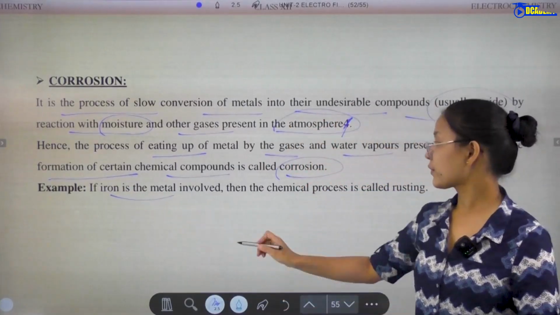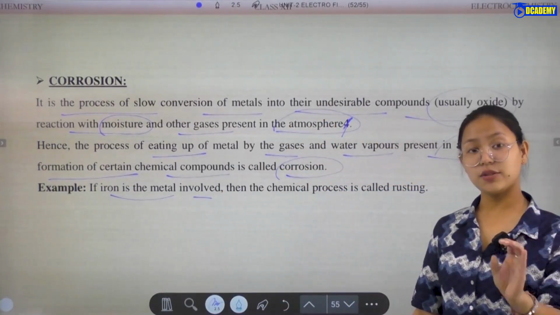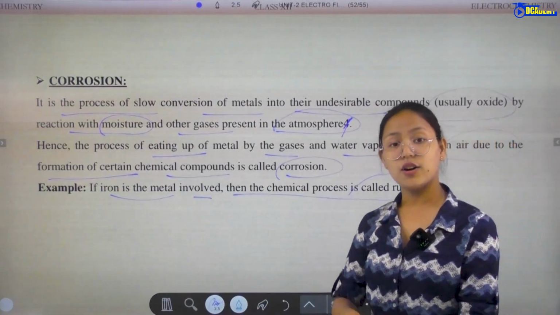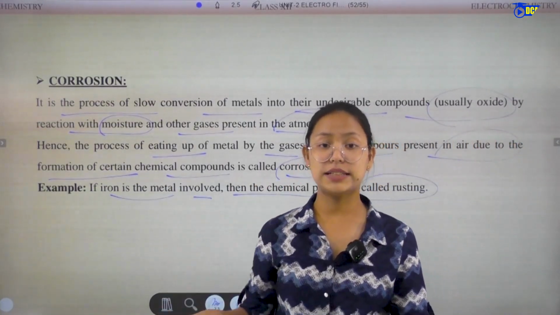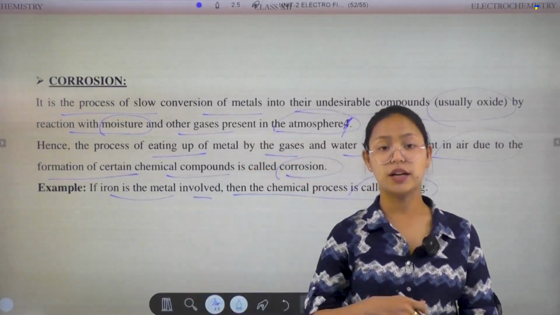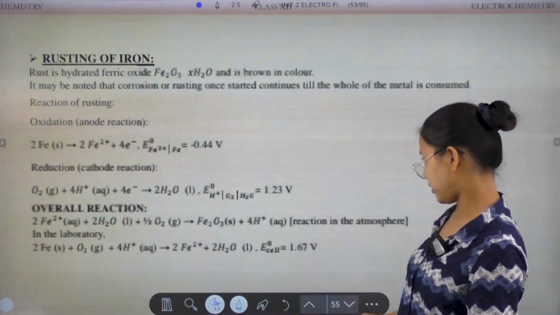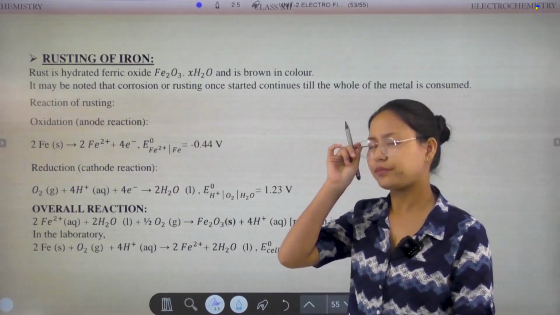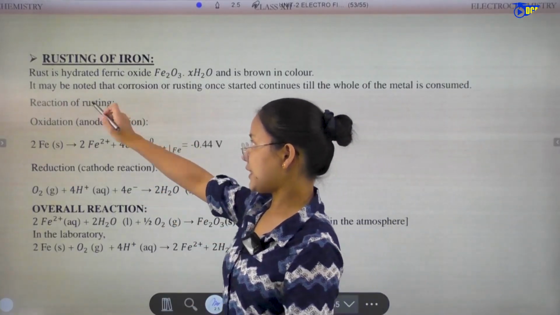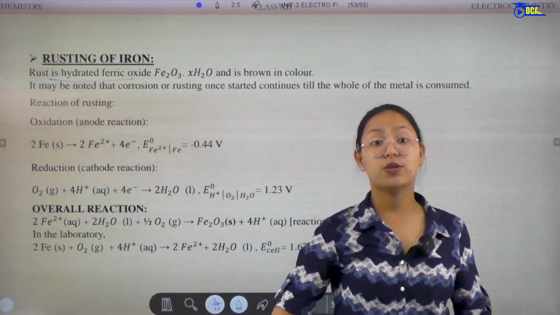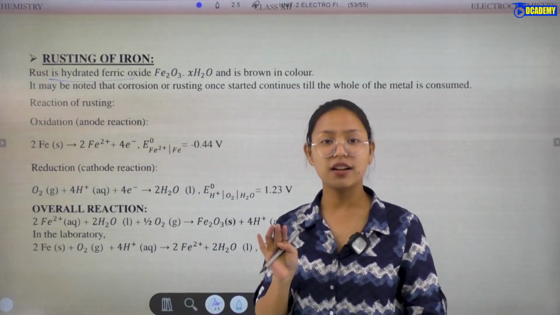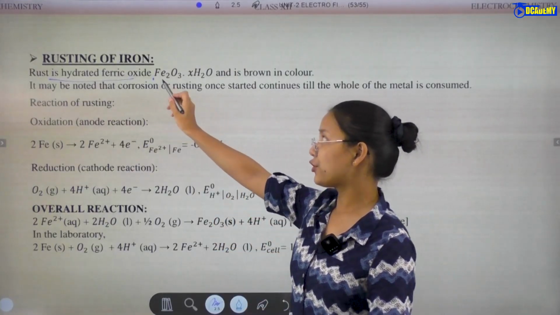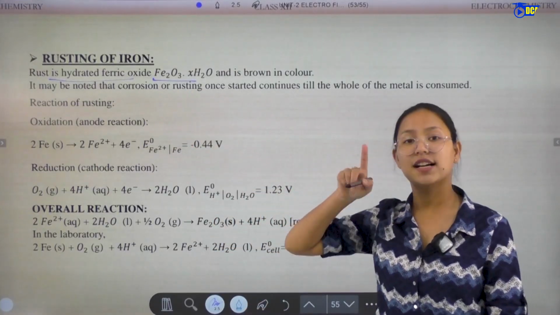So here, if iron is the metal involved, then the chemical process is rusting. So we will go through the rusting of iron, the whole process and reaction. Rust is a hydrated ferric oxide. Hydrated means it consists of water molecules, H2O. The formula is Fe2O3.xH2O.